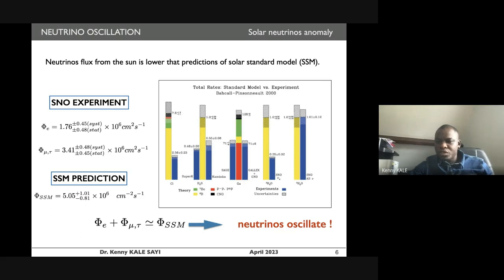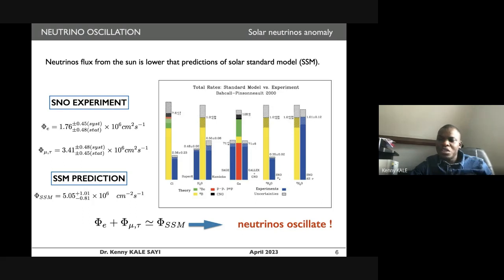The main difference between the SNO experiment and the other experiments is that SNO was able to detect not only electron neutrinos, but also the other two flavors, the muon and the tau neutrinos. And then the miracle happened, because when SNO detected the three flavors, the number of neutrinos detected matched the number predicted by the theory.